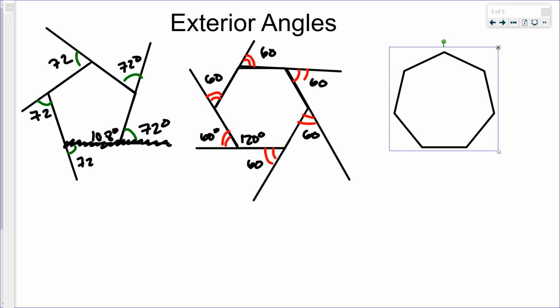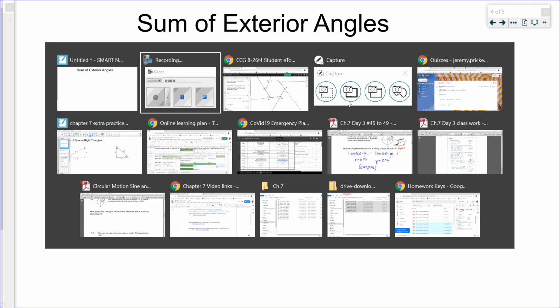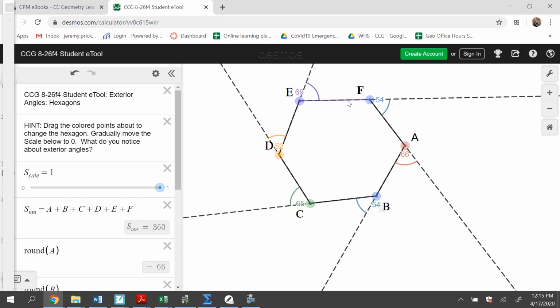So your book has something interesting if we're going to find the sum of the exterior angles. Just like we find the sum of the interiors, we can find the sum of the exteriors. So in 8.2.3, sorry, they have this little E tool here, and what it has is the sum of the exteriors, the A, B, C, D, all the way through F, and they're all different. So this even works for non-regular shapes here, and it has the sum of them as 360.